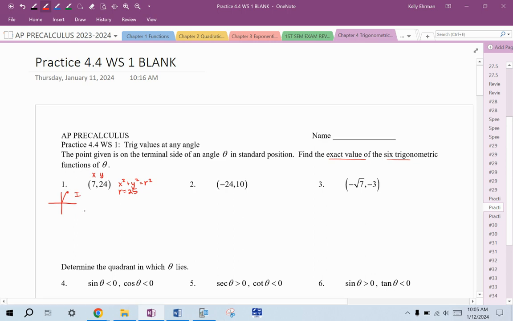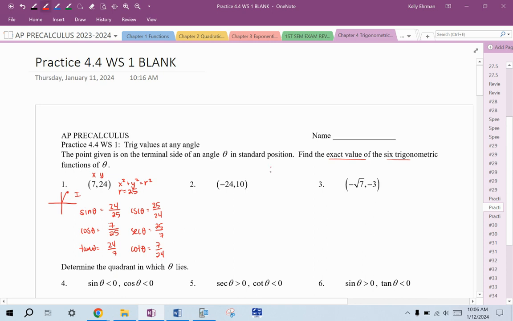need to. So we have sine of theta is equal to y over r, so 24 over 25. Cosine of theta is equal to x over r, so 7 over 25. And tangent of theta is equal to y over x, 24 over 7. And then we just write the reciprocals. So cosecant theta is 25 over 24. Secant theta is 25 over 7. And cotangent theta is 7 over 24. That's it for our first one.